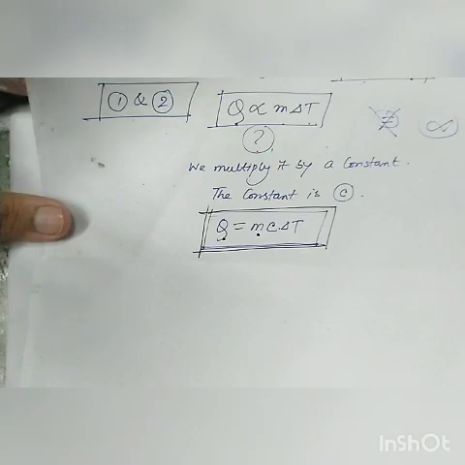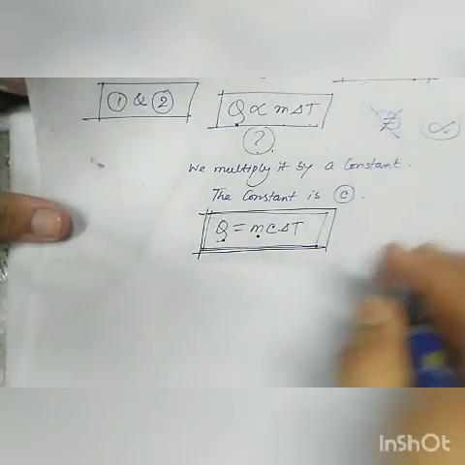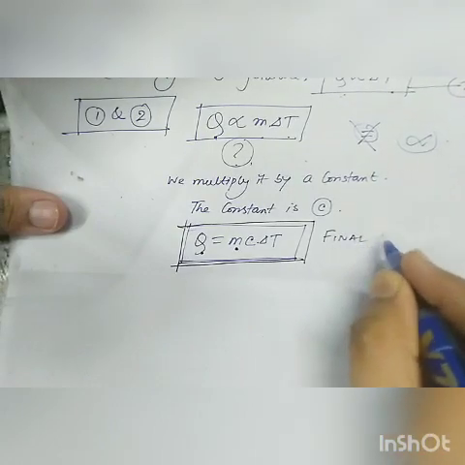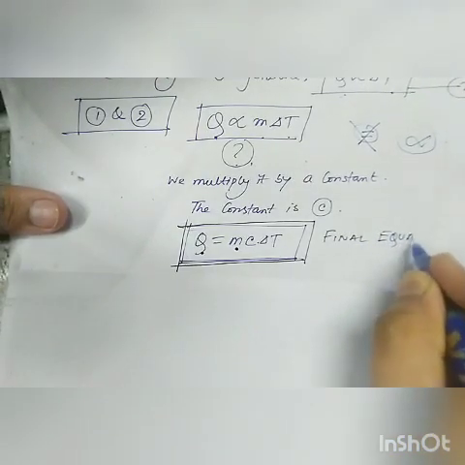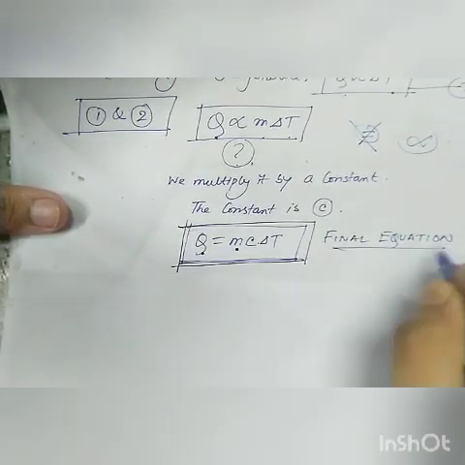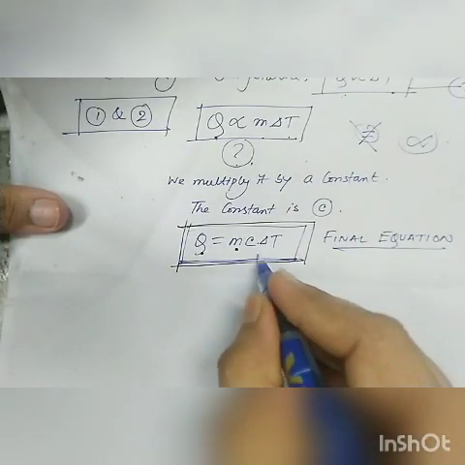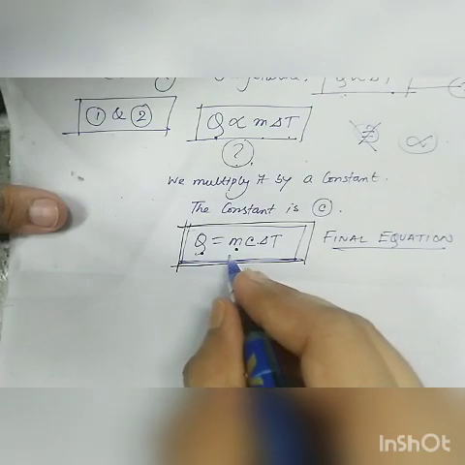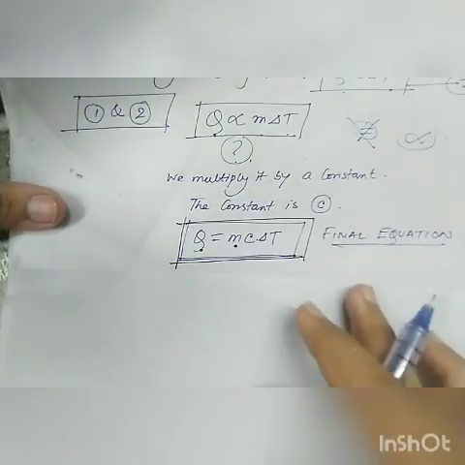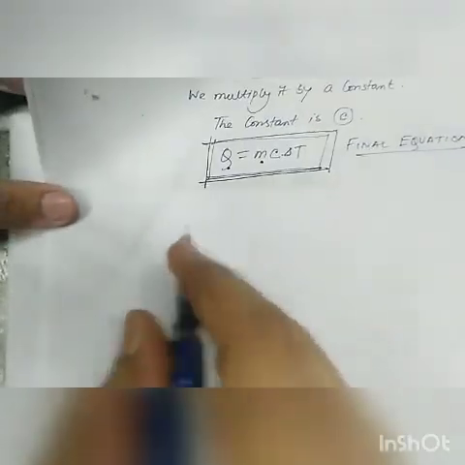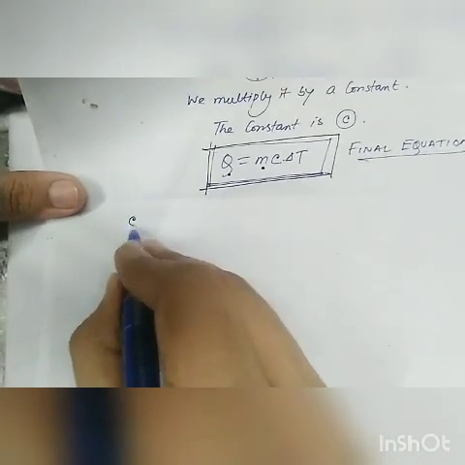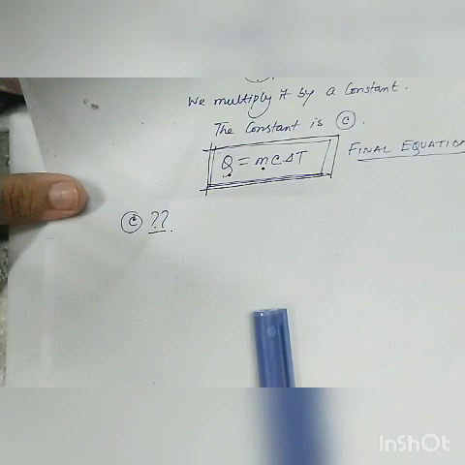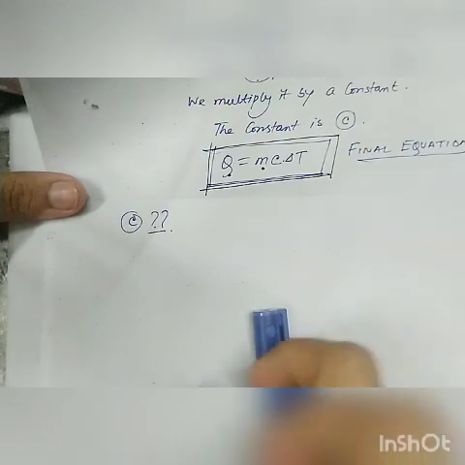C is the constant. Fine. This is the final equation to calculate the amount of heat required to increase the temperature by a value delta T for a mass of M, where C is the constant. Now the question appears: what is this C in this equation?